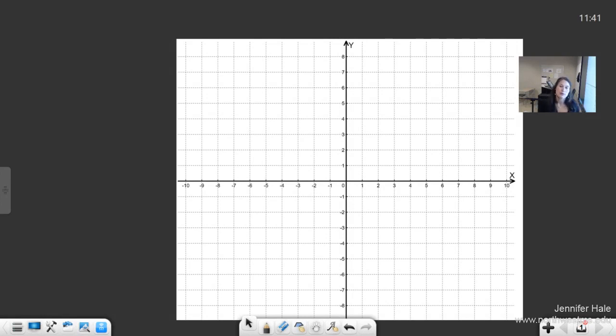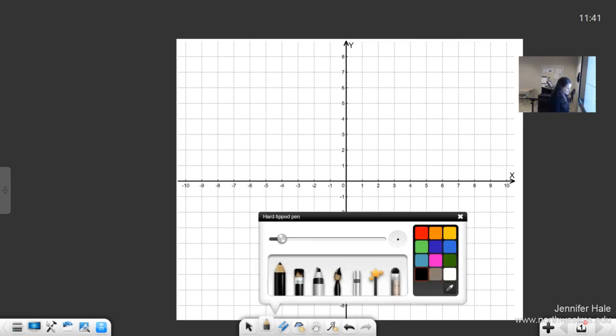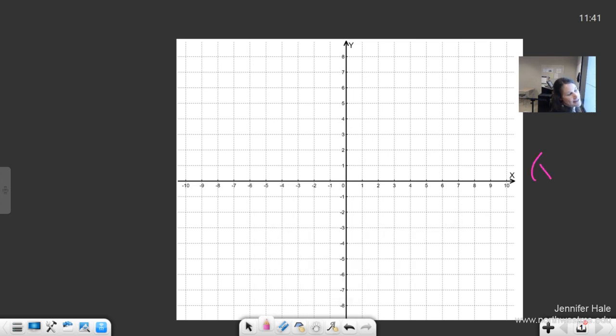To be in this class, you're supposed to already know how to plot ordered pairs, but sometimes people aren't always familiar with plotting ordered pairs, so let me remind you really quick. If you've forgotten or if you've never seen it, let me show you how to do that. An ordered pair looks like this. It consists of an x-coordinate and a y-coordinate.